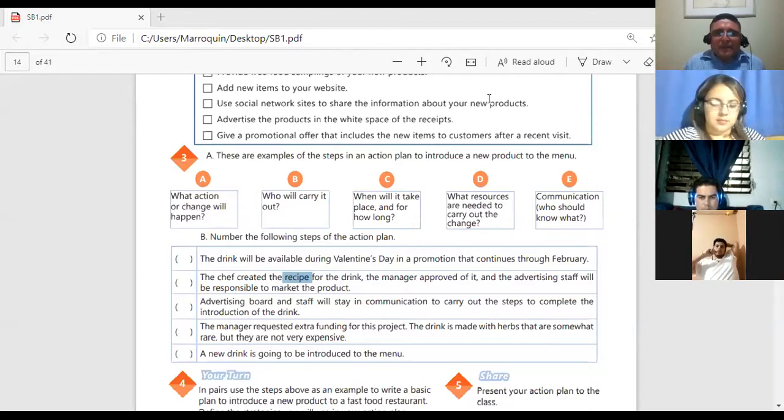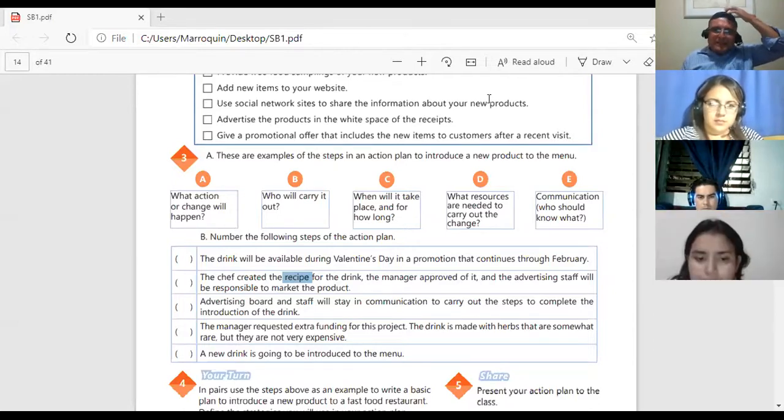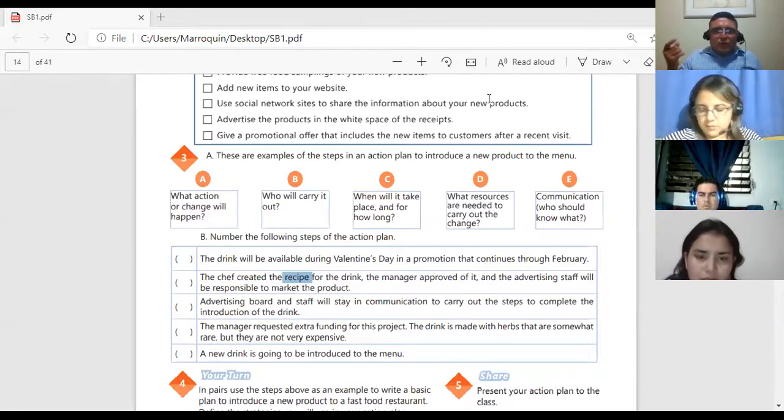What is the meaning of extra funding for this project? Funding means money. Funding makes reference to money, yes. Fondos, right. Yes, funding extra means money. Exactly. Anybody else? Yes, sir. It's like in Spanish, financiamiento. Presupuesto, fondos, recursos monetarios. It's related to money. Yes.